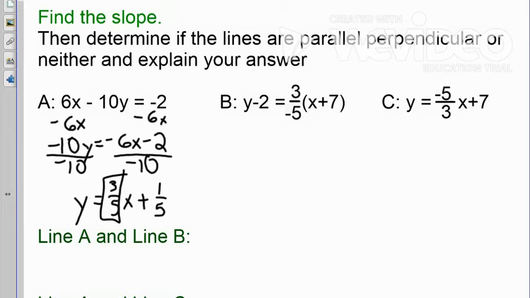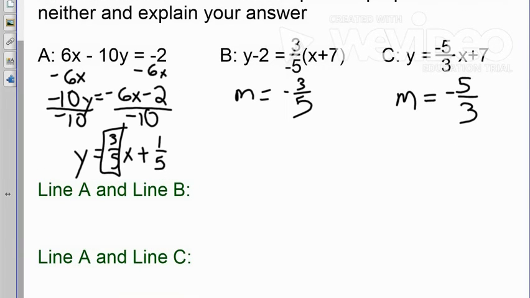Okay, so the slope of A is positive 3/5. The slope for B is negative 3/5, and the slope for C is negative 5/3. All right, so if we look, line A and line B, are these parallel or perpendicular? In this case, they are neither. Okay, neither of those lines are parallel nor perpendicular. They are not negative reciprocals, and they are not the same. One's positive and one's negative.